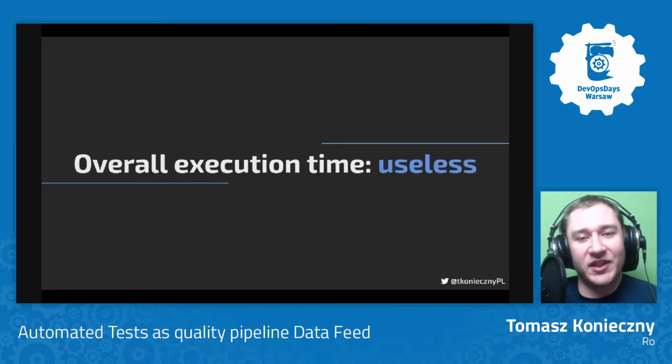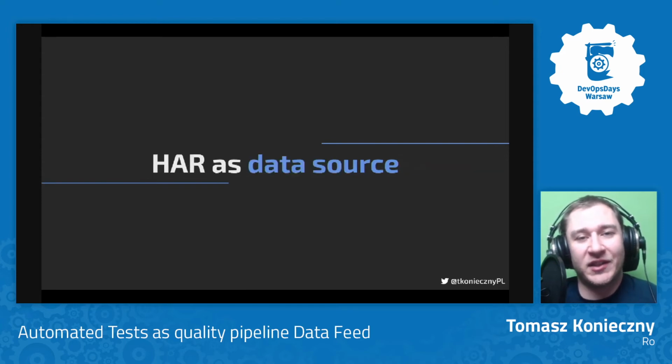What's definitely useless here is the overall execution time. I mean, comparing overall execution times of end-to-end tests will be completely useless because the browser will spend most of the time on the rendering of the front-end part. So if you want to compare the specific requests, we can't use it in this way. But we have these HAR files. These files contain the complete history of requests, and we can use it for different purposes. We can use it as data source for performance tests.